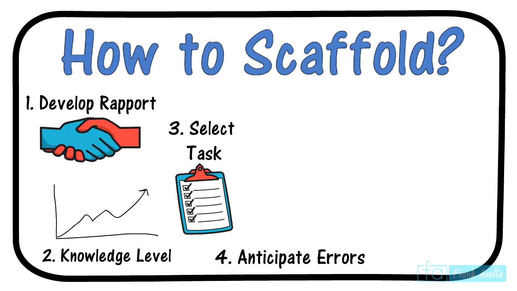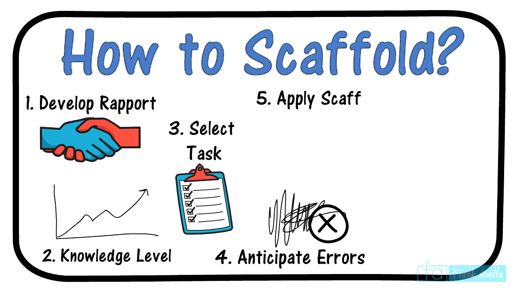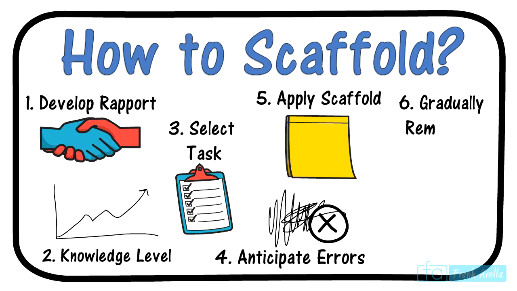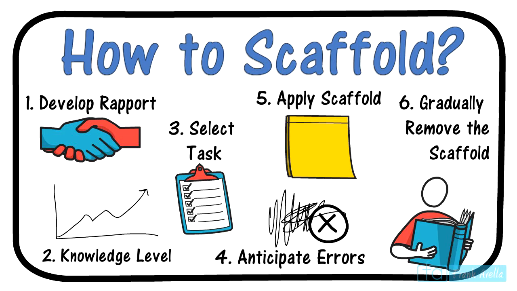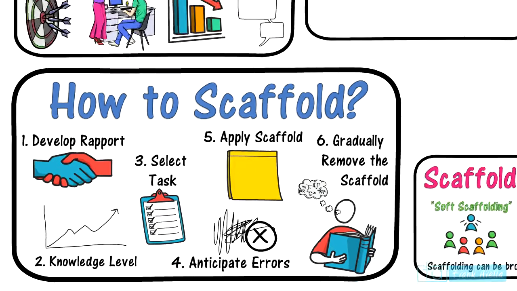Because the teacher has assessed the student's knowledge, that teacher should be able to anticipate upcoming errors on behalf of the student. Next, we must apply the scaffold to the task. So if the task is a compare and contrast essay, maybe provide a partially filled Venn diagram on the subject. And as students improve, teachers should begin to remove the scaffold. Perhaps graphic organizers aren't warranted anymore. You don't want the students to become reliant on the scaffold.